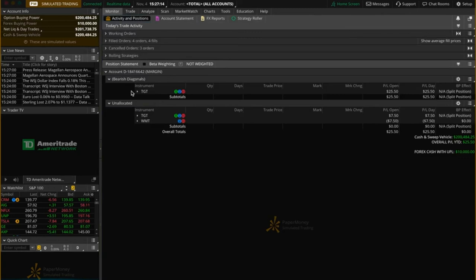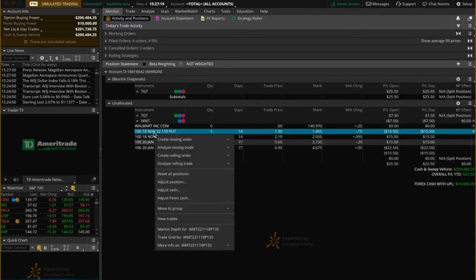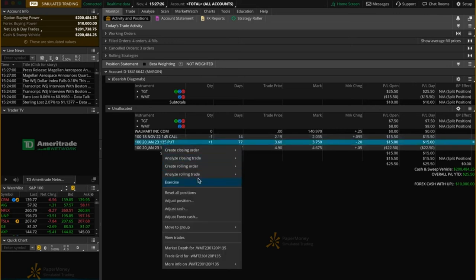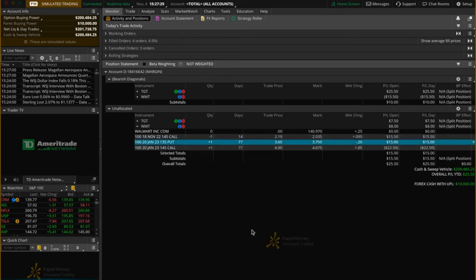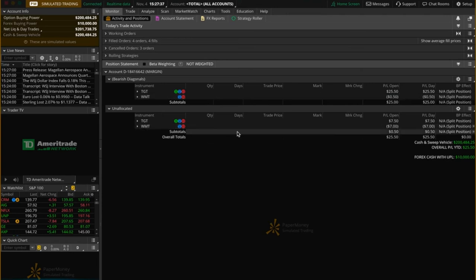So if we go back here and we look at the Walmart ones, again, we'll move the put over to the bearish diagonal, and this one as well to the bearish diagonal. There we go. So now our Walmart put calendar is only 50 cents down, and our Walmart call diagonal is $7 down. Okay, so we're actually doing pretty good. We're up 25 and we're down 50 cents. So we're basically up 25.50.